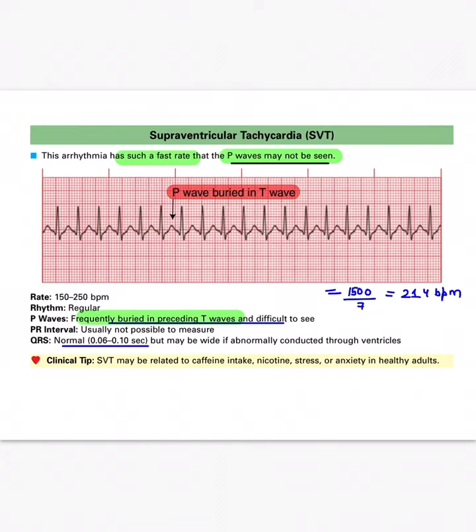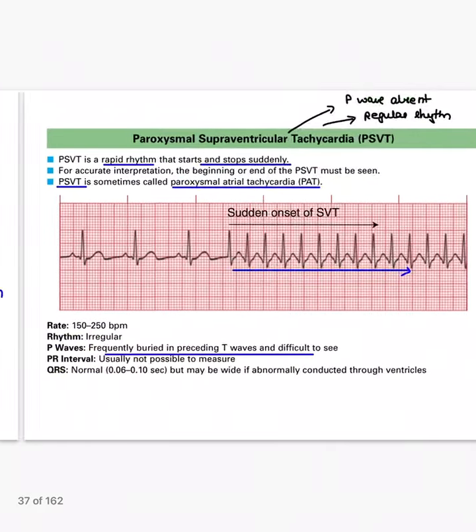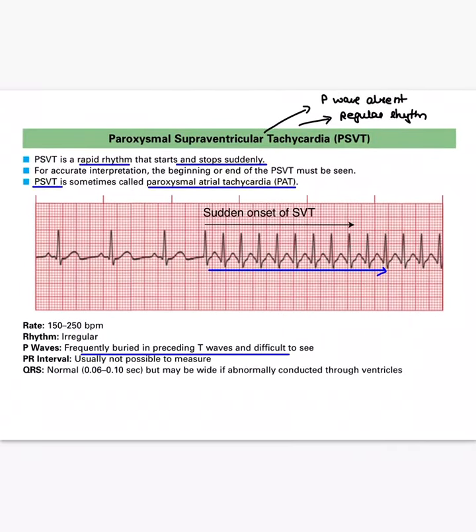But if we check the QRS interval, that is normal. There is no variation in your QRS interval. Now coming on to PSVT, that is paroxysmal supraventricular tachycardia. Again it's a type of supraventricular tachycardia only, and this is also known as paroxysmal atrial tachycardia.